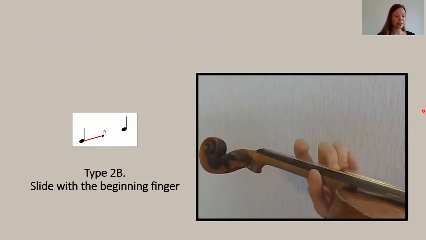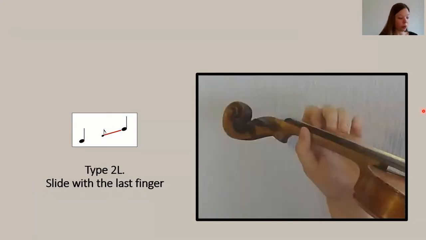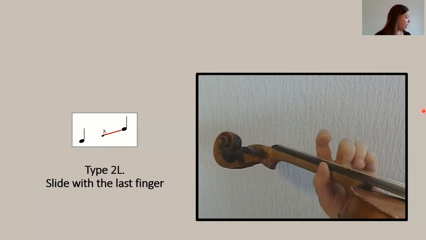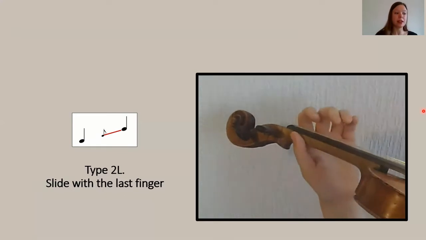It is often called the beginning finger portamento, type 2B, since this term has been used in English translation of the violin treatise of Carl Flesch, The Art of Violin Playing, which became a reference for the 20th century violinists and researchers. And then we can also use the finger which plays the second note to slide, which is called the last finger portamento following Flesch's terms again, type 2L.